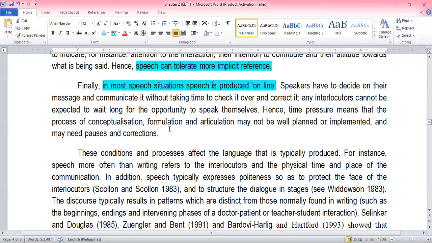Kasi remember, in most speech situations, speech is produced online, meaning unlike me, who can conceptualize, formulate, and articulate in a very fast manner because I'm already an advanced learner, it can be different for them. Kasi nga, di ba when you're speaking, sometimes it's not planned ahead of time. It's, ano ba tawag na?